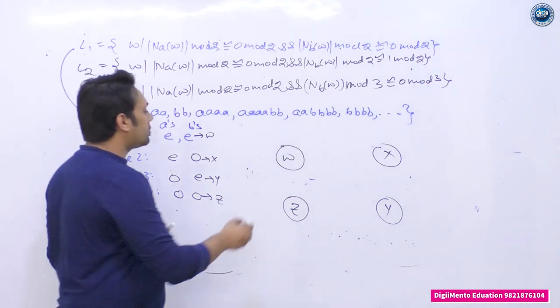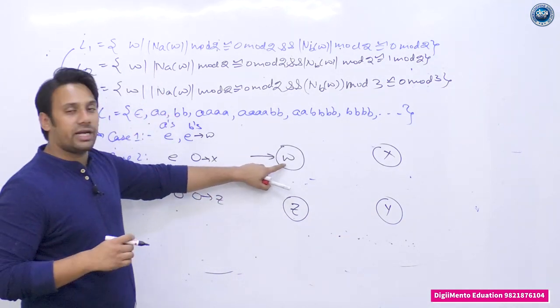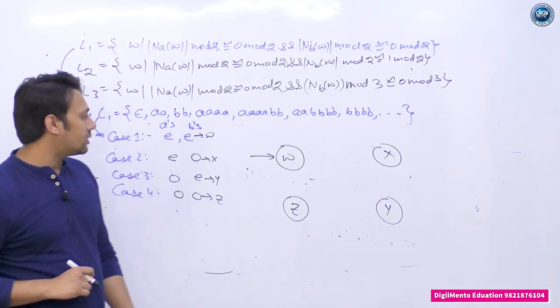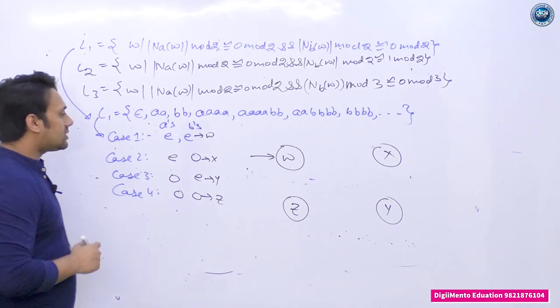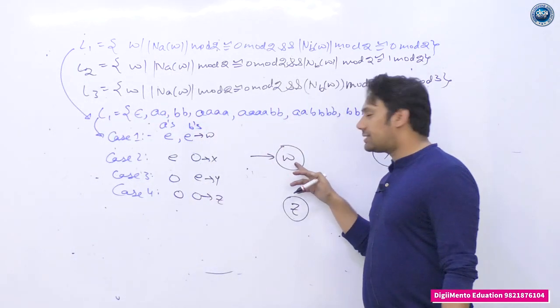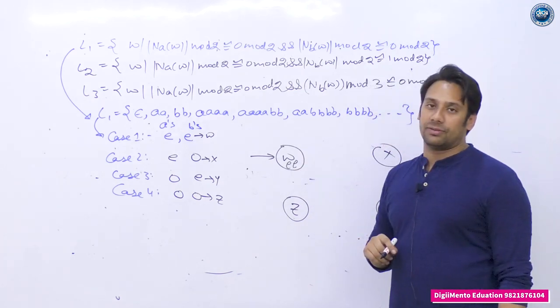So that means I'm going to make this an initial state. If I make this the initial state, right now A can be 0 and B can also be 0. So what we want is, if you are at this state, what this means is that both A and B are even.